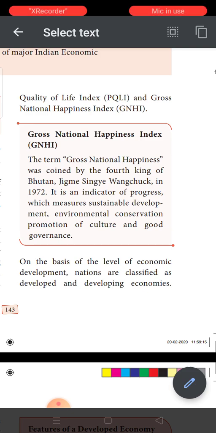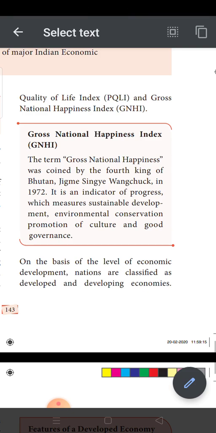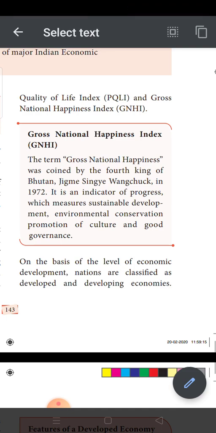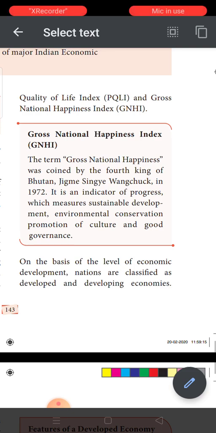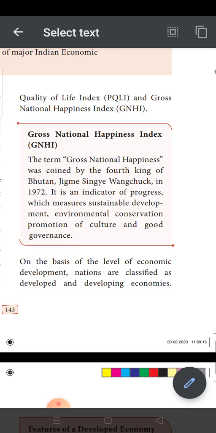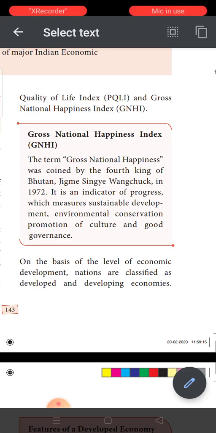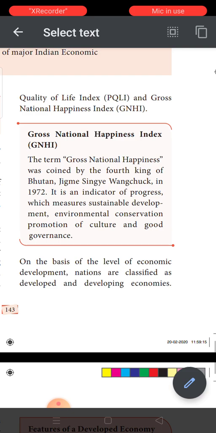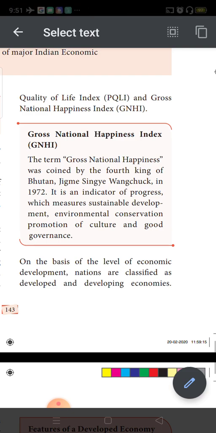Let me recap it once again. This concept was coined by the fourth Bhutan king, Jigme Singye Wangchuck, in the year 1972. What does it indicate? First, it indicates the progress of sustainable development. Apart from that, environmental conservation, then promotion of culture, and good governance. These four parameters are taken for measuring the Gross National Happiness Index.